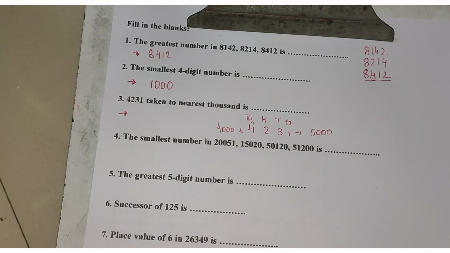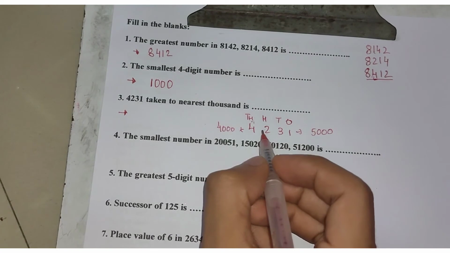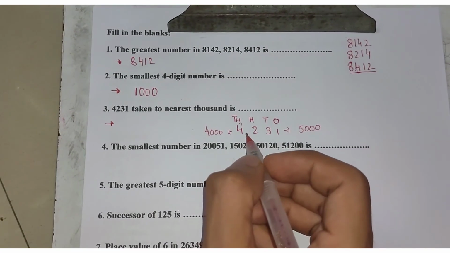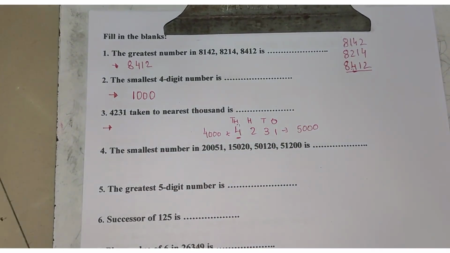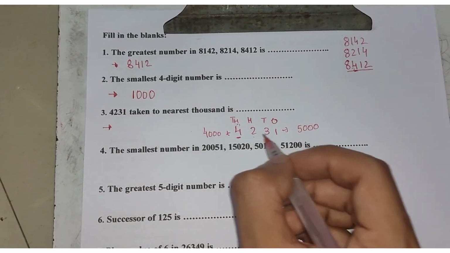4231 is nearest to which 1000? 4000 or 5000? Now what comes? Let us see, at this 1000th place, if we keep that number away and take the remaining 3 numbers, 2, 3 and 1.